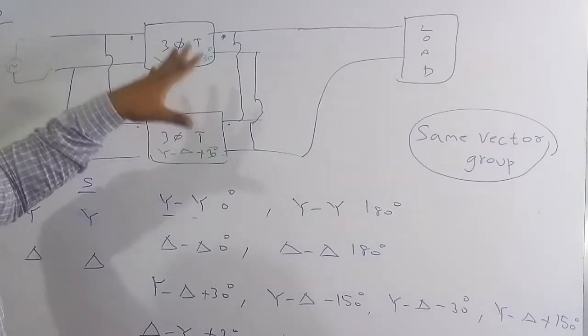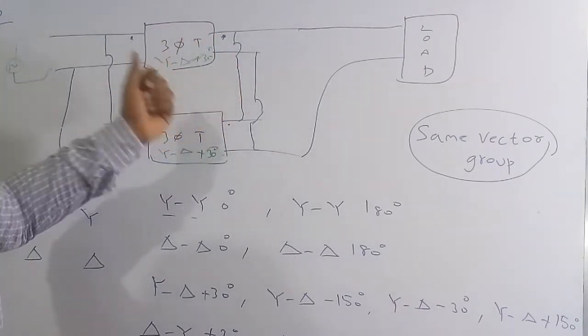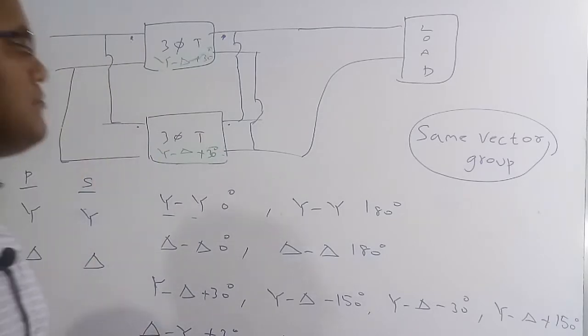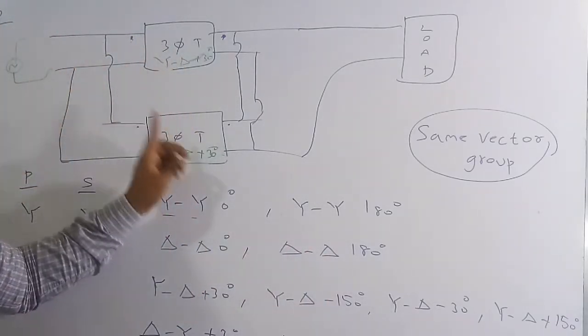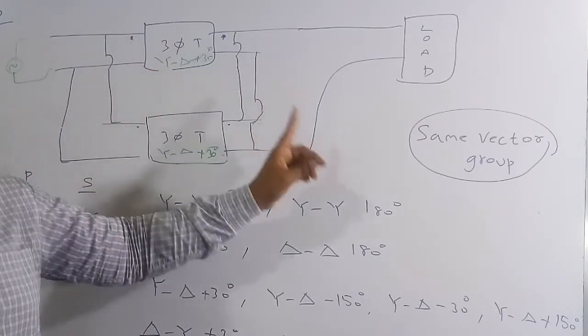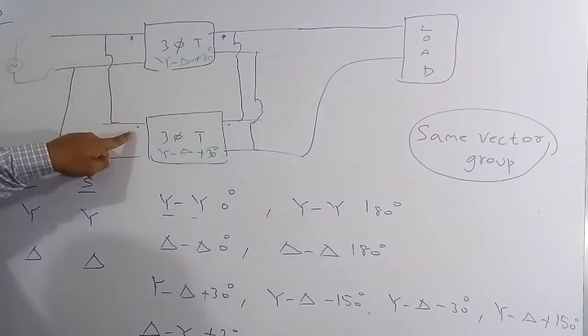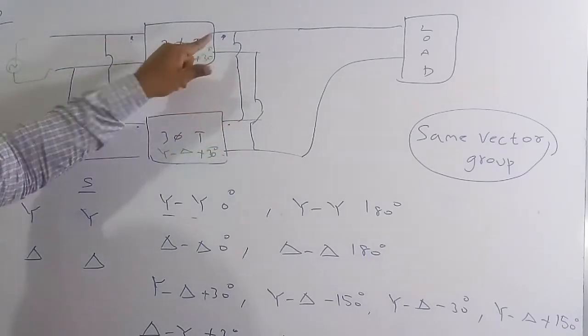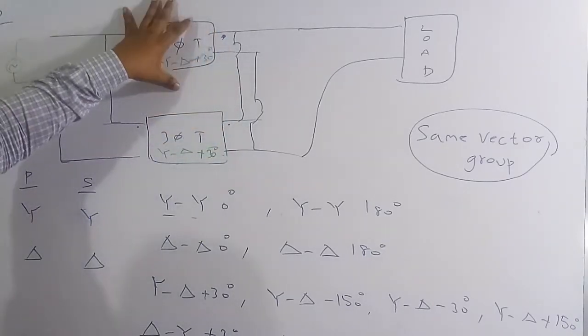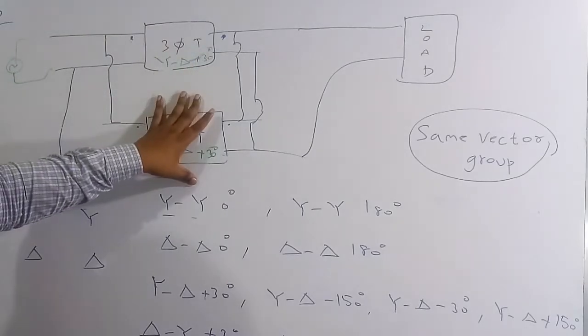So these are some of the advantages of that parallel operation. Therefore, one thing you have to remember: they have to be the same vector group and also the same phase sequence for parallel operation, and the polarity should be connected in the same fashion. They have to be connected to each other. Only then will the short circuit current not flow from one three-phase transformer to the other three-phase transformer.